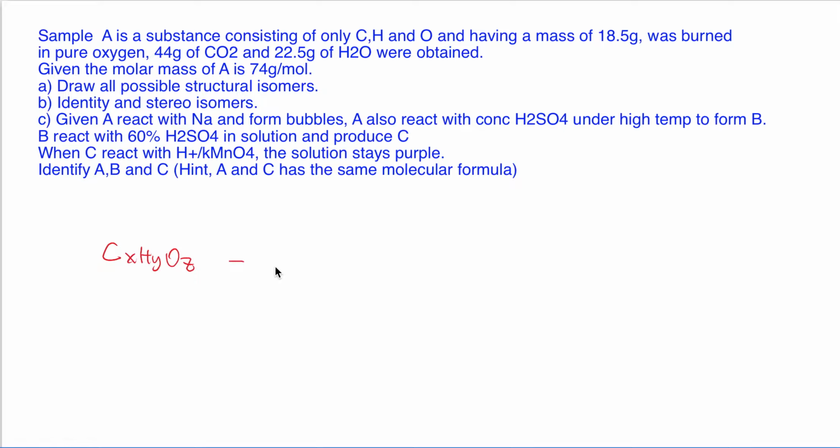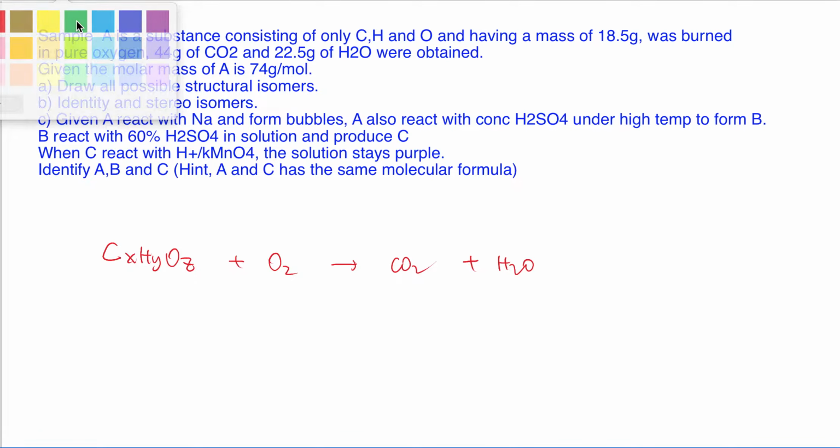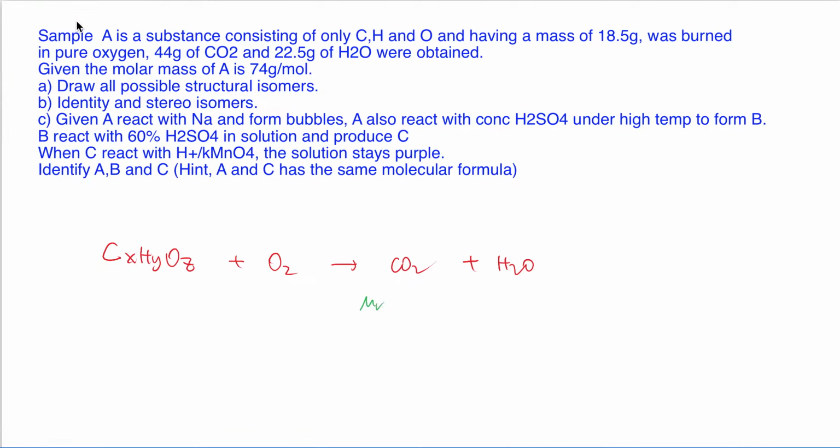Like I said before, the compound plus oxygen forms carbon dioxide plus water. If you want, you can balance the equation, but it's not necessary. I'll quickly write down the molar mass. The molar mass for carbon dioxide is 44 grams per mole, and for water it is 18 grams per mole. Knowing their corresponding masses, you can work out the number of moles. Number of moles equals mass divided by molar mass.